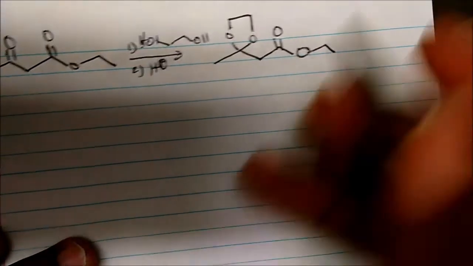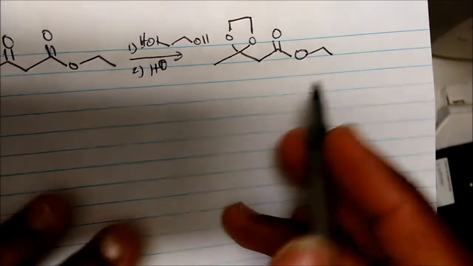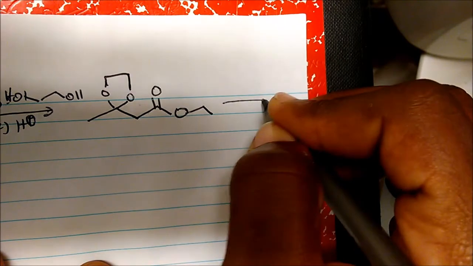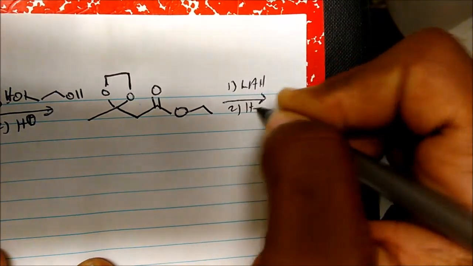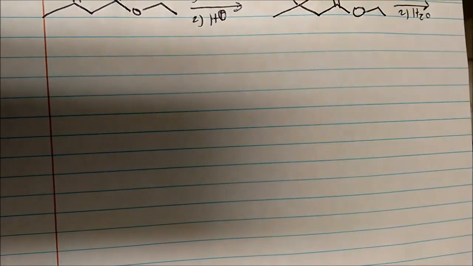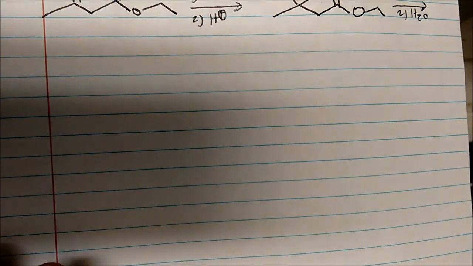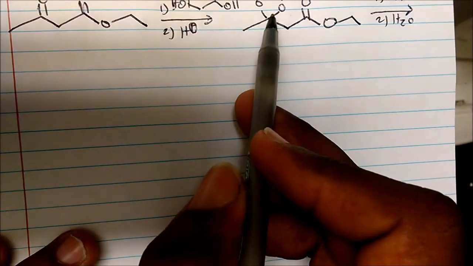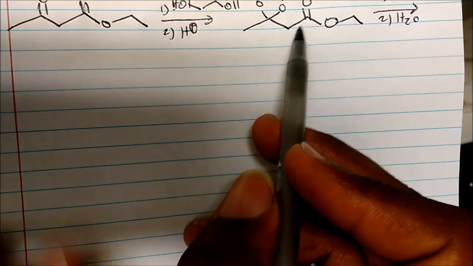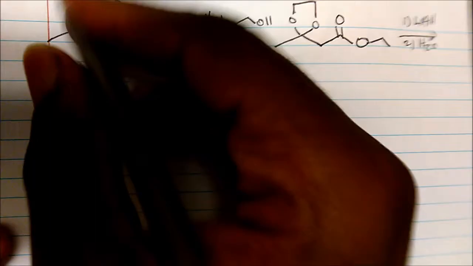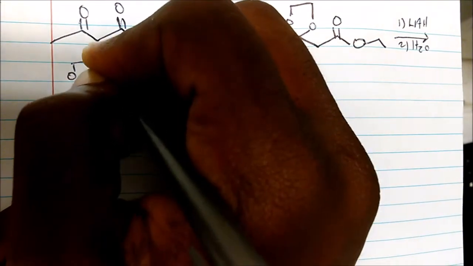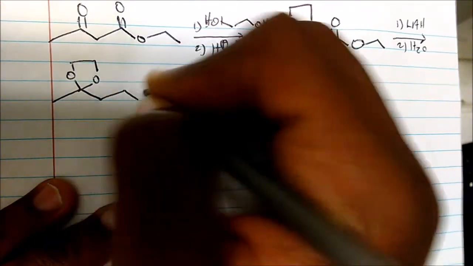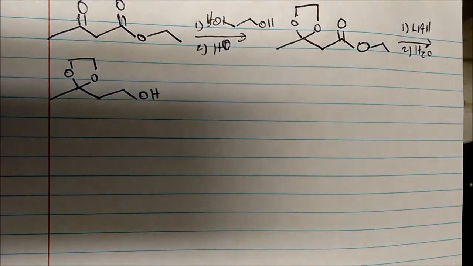Now I could actually carry out a synthesis with this reaction. So what if I take this molecule here and react it with lithium aluminum hydride and then water in the second step? What would be my product? Well, again, this is protected. But lithium aluminum hydride reduces everything, so I would get the product to look something like this.